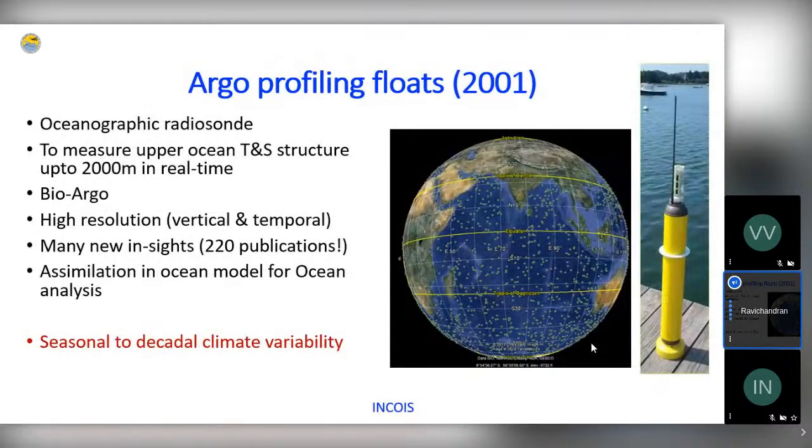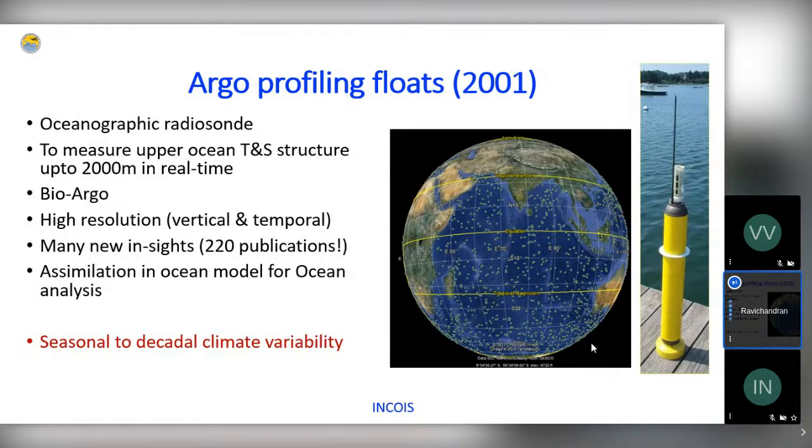Then in 2001, Argo profiling floats came, and this is similar to the atmospheric radiosonde. This is an oceanographic radiosonde. It measures the temperature and salinity up to 2000 meters in real time, once in 10 days. And this has totally revolutionized things, because the fundamental tenet of Argo is basically free availability of data within 24 hours. So that is why everybody got this data and looked at the data, and it has been used effectively by many people.